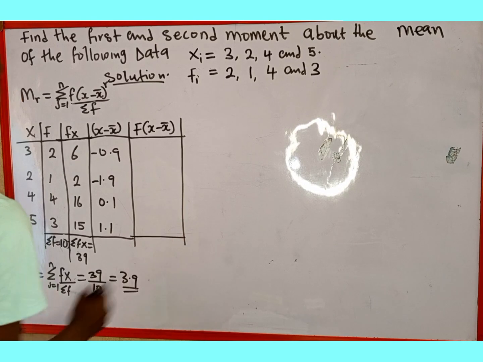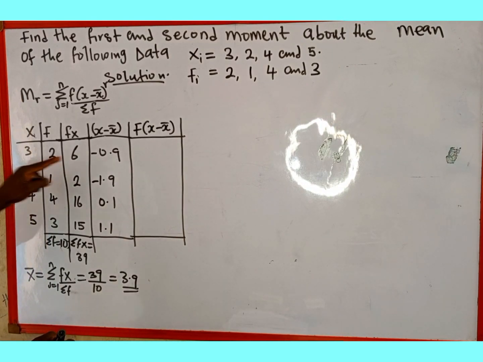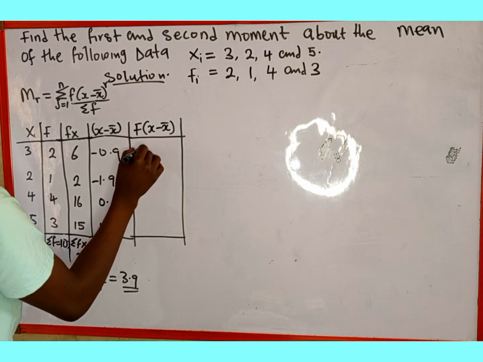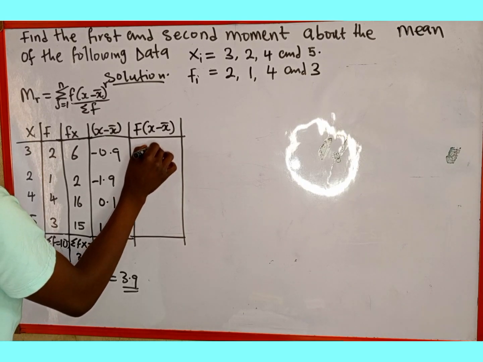So what is our f? F is the frequency. So I'm going to multiply this by this, then this by this, down to the last one. So I'm going to have what? 2 multiplied by minus 0.9 is going to give us what? Minus 1.8.